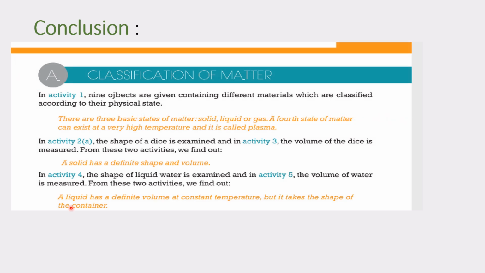Based on the previous slides, let's draw conclusions. Classification of matter. In activity 1, 9 objects are given containing different materials which are classified according to their physical properties. So we conclude that there are 3 basic states of matter: solid, liquid, or gas. And also we have a 4th state of matter that can exist at a very high temperature, and this state is called plasma.